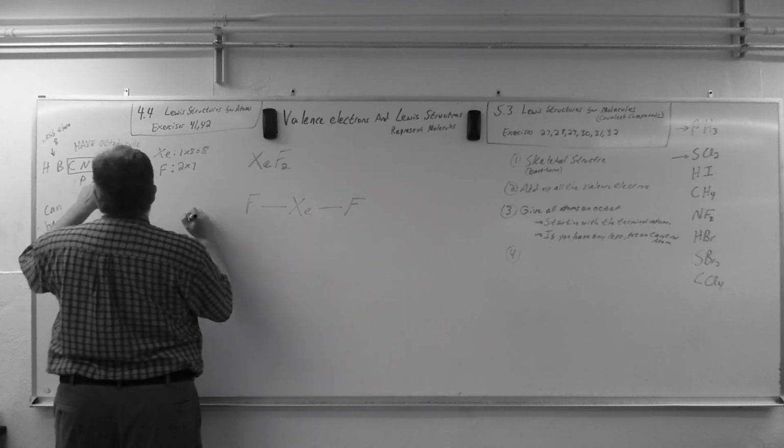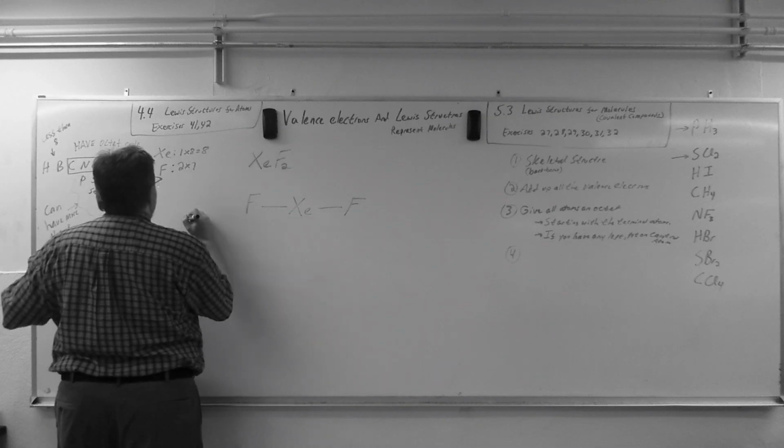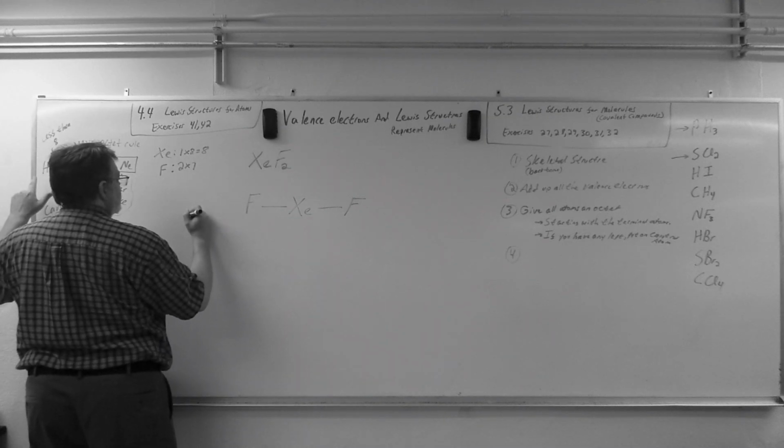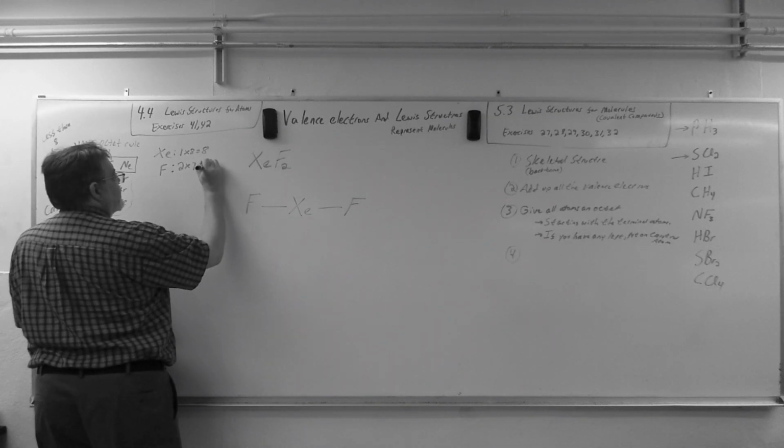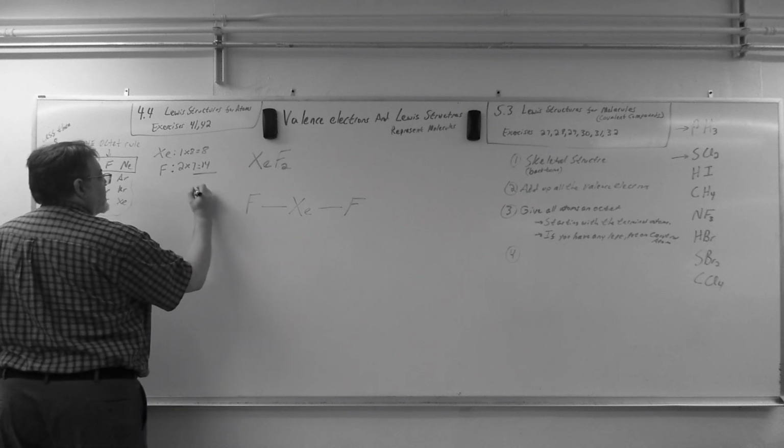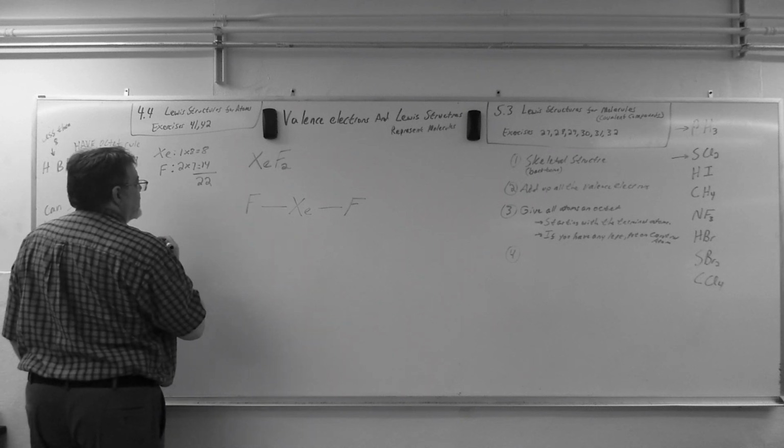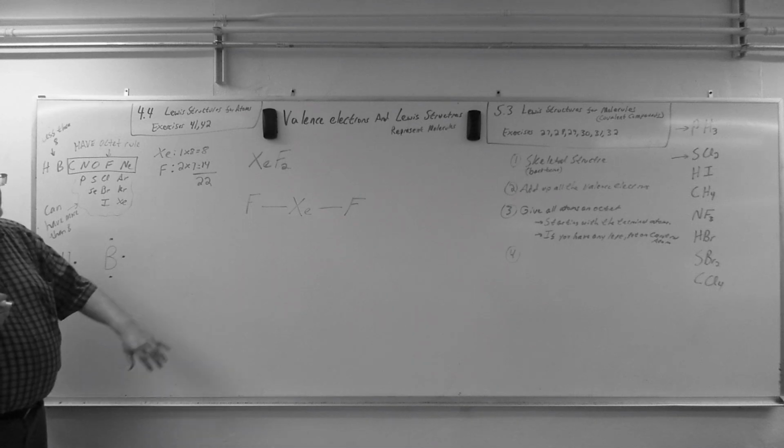7, 8, 7, 6, 5, 4. 3 for boron, 1 for hydrogen. 14 plus 8 is 22. Okay, 22 total electrons that I've got to put somewhere.